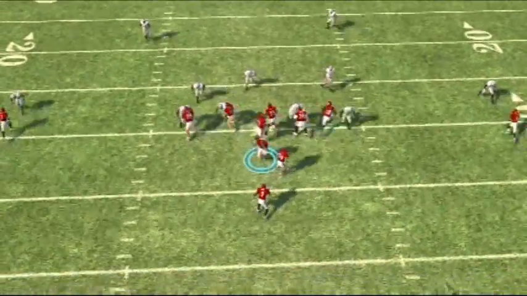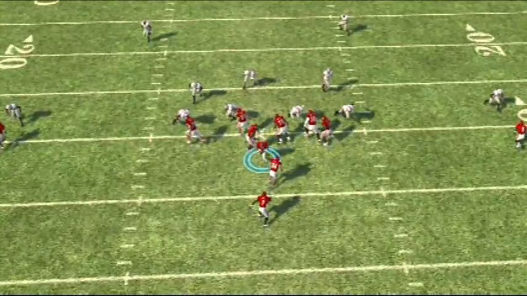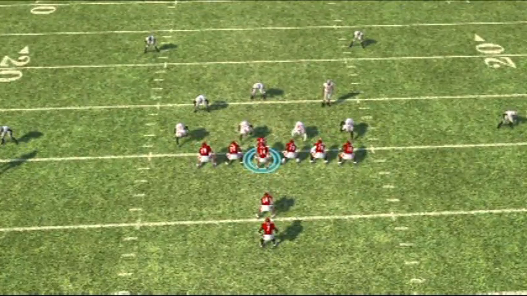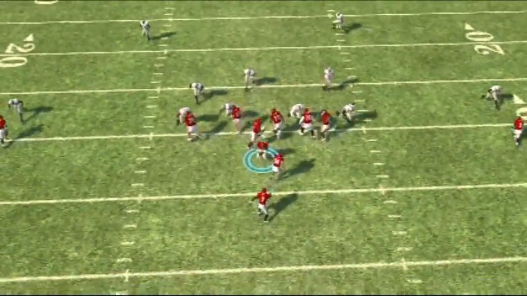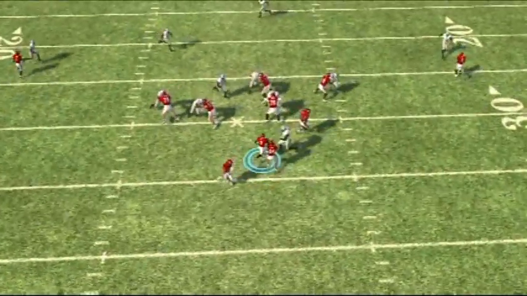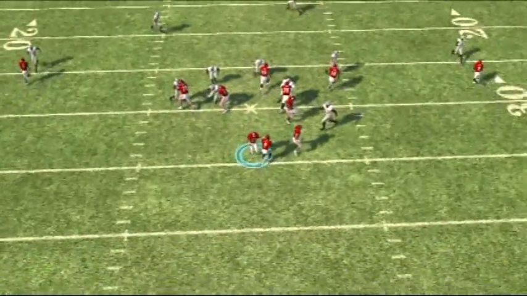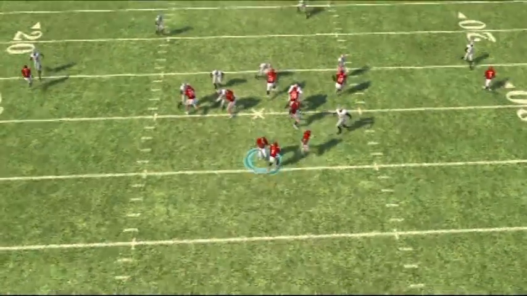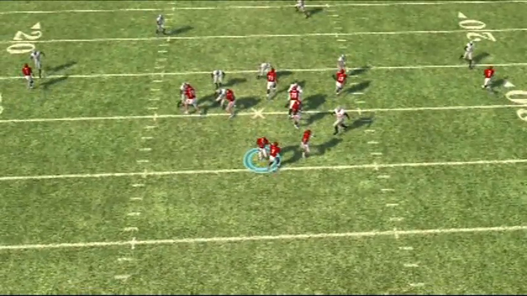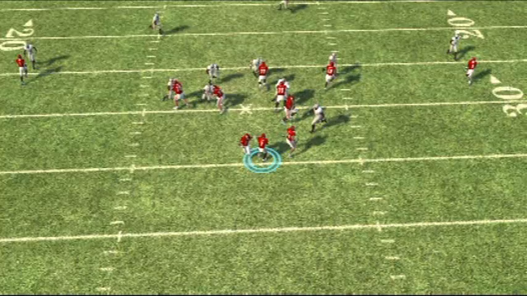And basically, if you note, what happens is the play side tackle, your right tackle, blocks down on the defensive tackle. Your right guard goes and blocks the middle linebacker, and then your tight end goes to block the next level defender. And then it seems like the game is determining that either your guard or your fullback is going to block this defensive end.